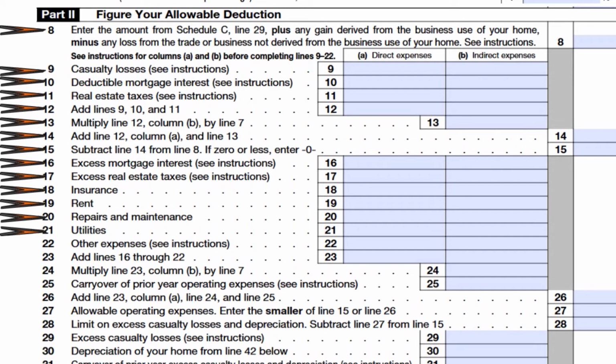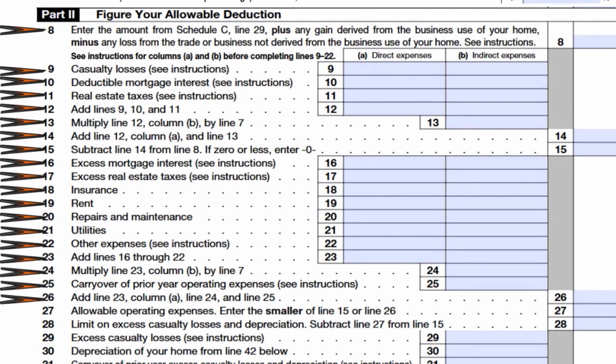Line 21 here, you want to enter the amount you spend on utilities. Line 22, you want to fill in any other home business expenses that you didn't enter elsewhere. For example, this might include the cost of a city-required home business license. Line 23, you want to add the columns for line 16 through 22. Line 24, you want to multiply line 23B by line 7. Here you have it, and we're still showing this to you on the screen. Line 25, you want to enter the carryover of prior year operating expenses.